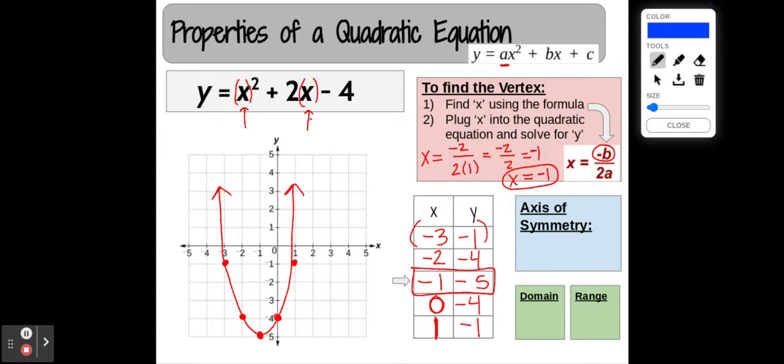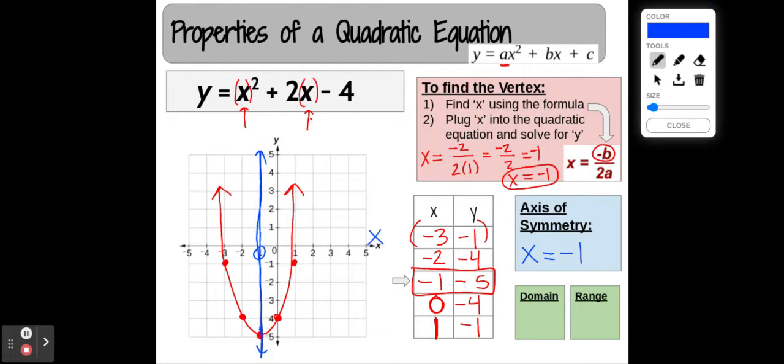And I am going to draw our axis of symmetry right here. It goes right through the vertex point, okay? So this is a vertical line that goes through the x-axis. That's why it's going to start x equals. And we see that it goes through the x-axis at the point negative 1. So x equals negative 1.